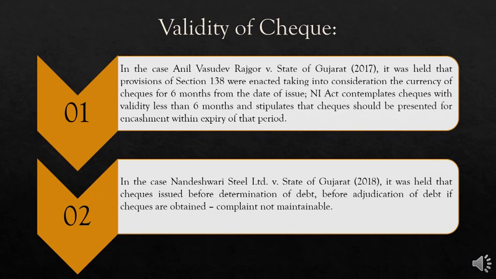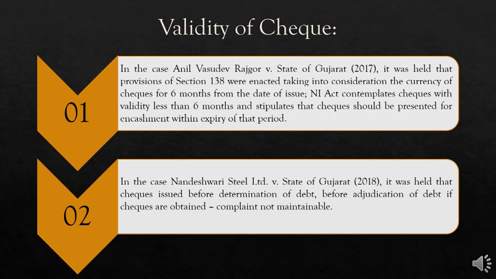But for now, we have brought two cases which established the scope of the legislature under Section 138. In the case Anil Vasudev Rajgor versus State of Gujarat in 2017, it was held that the provisions of Section 138 were enacted taking into consideration the currency of checks for 6 months from the date of the issue, which basically means that the Negotiable Instruments Act contemplates checks with validity of less than 6 months and stipulates that checks should be presented for encashment within the expiry of that period.